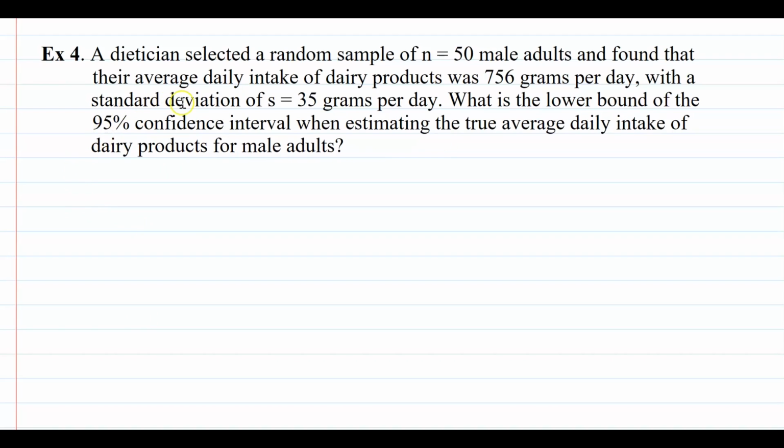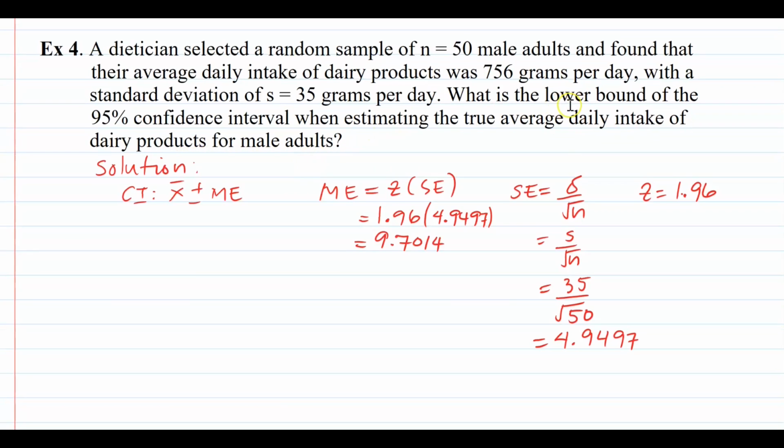Let's try our next example. A dietitian selected a random sample of n equals 50 male adults and found that their average daily intake of dairy products was 756 grams per day, with a standard deviation of S equals 35 grams per day. What is the lower bound of the 95% confidence interval when estimating the true average daily intake of dairy products for male adults?